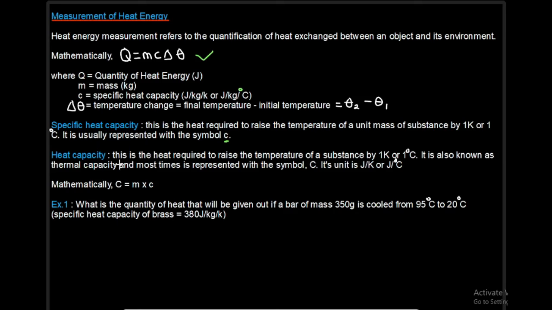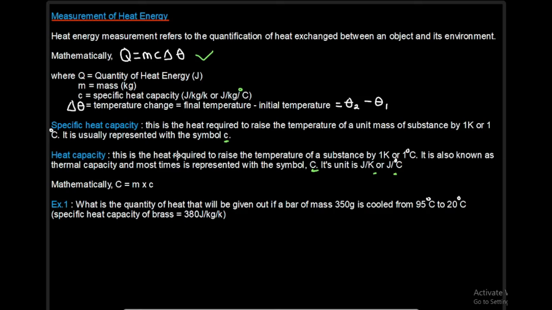Now the heat capacity is the heat required to raise the temperature of a substance by 1 Kelvin or 1 degree Celsius. It is also known as the thermal capacity, and most times it is represented with the symbol C, uppercase letter C, and the unit of measurement is joules per Kelvin or joules per degree Celsius. Don't forget, the unit for measurement of specific heat capacity is joules per kilogram per Kelvin or joules per kilogram per degrees Celsius.